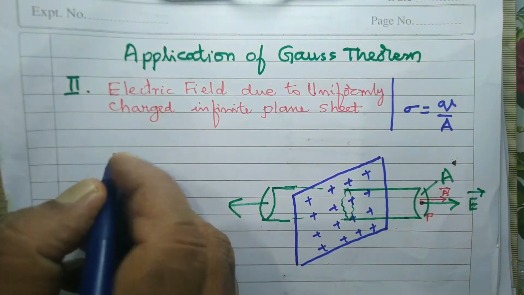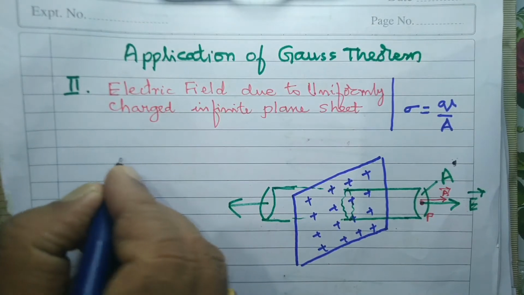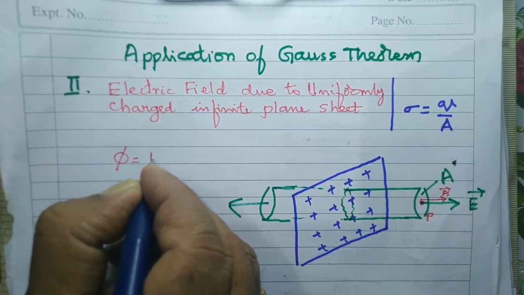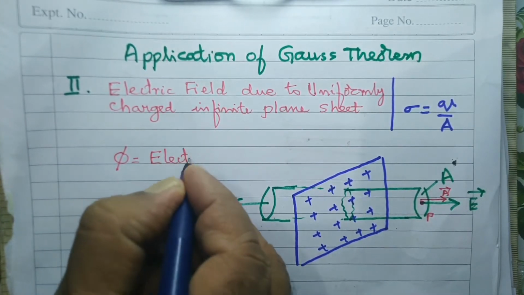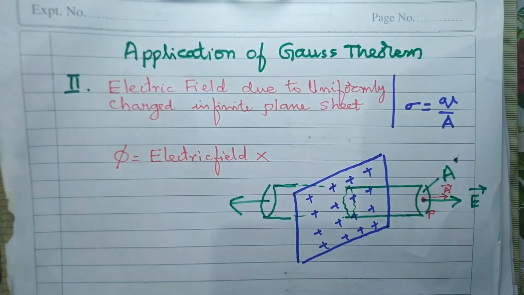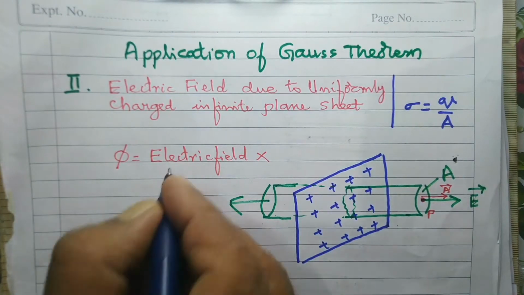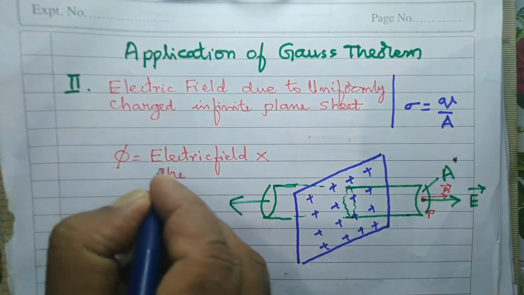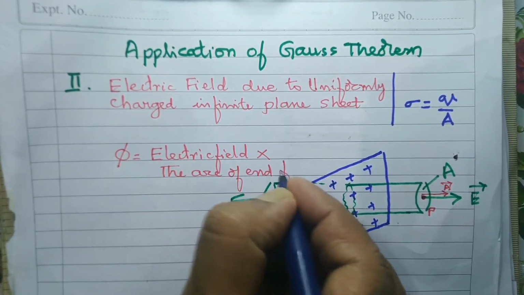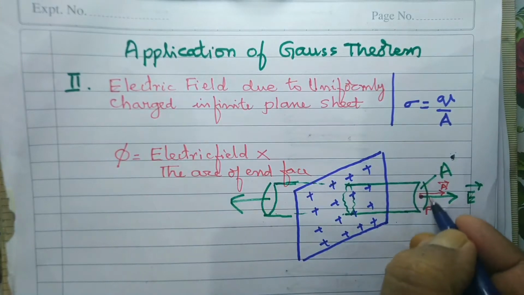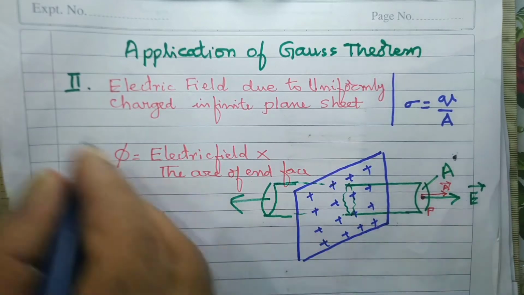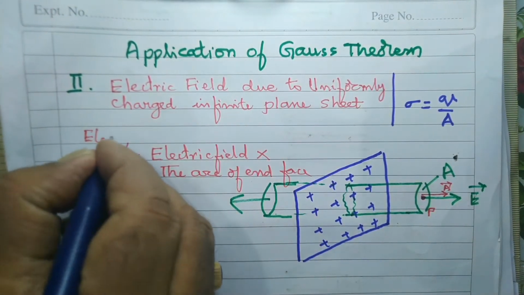Now, if E is the electric field, we know very well the basic formula. Phi is equal to flux, electric flux is equal to electric field multiplied by the area of the end face. What is the end face? This is the end face. Just you see here, this is the end face which we are talking about. Area of this face, because flux through this is what our aim is to calculate. What is this phi? Phi is electric flux.